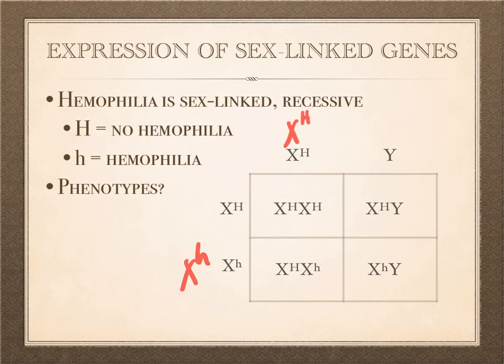Okay, so this is a male, right? Normal male, no hemophilia, being crossed with a female that's a carrier. She doesn't show the disease because she only has one copy of it, but she's a carrier. So if you look at the offspring, we're getting a female, normal. We're getting a male, normal, no hemophilia. We're getting a female carrier, and the male will have hemophilia.